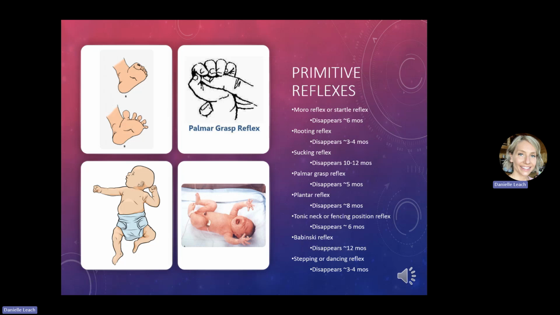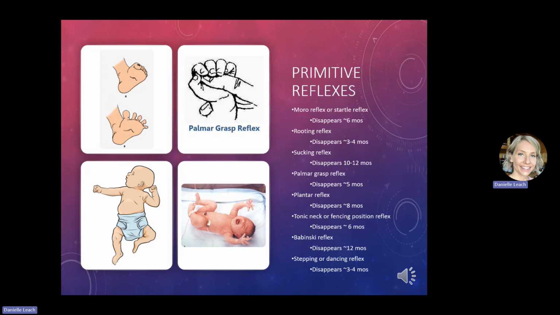The Babinski reflex, you may have heard of that one before, possibly in adult health. This one is where you draw basically an upside down J, or you can think of it as a candy cane, on the baby's foot, starting on the ball of their foot, and then the long part of the candy cane goes down their foot. When you draw that on there, it makes their toes fan out. This disappears around 12 months of age.